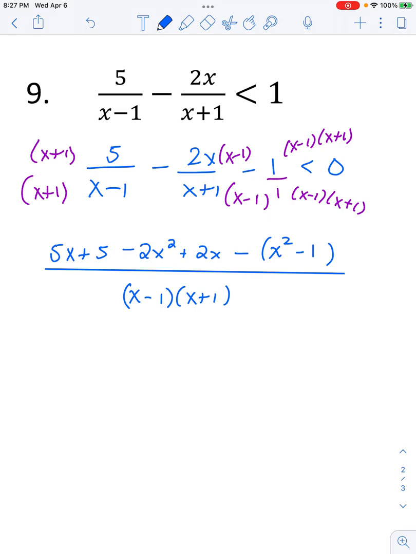Continuing to simplify, we can combine our like terms. We have negative 2x squared with this minus x squared. So we have minus 3x squared on top. Then the x's, we have 5x and 2x. And then the constants, we have 5 minus negative 1. So it's going to be a plus 7x and plus 6.